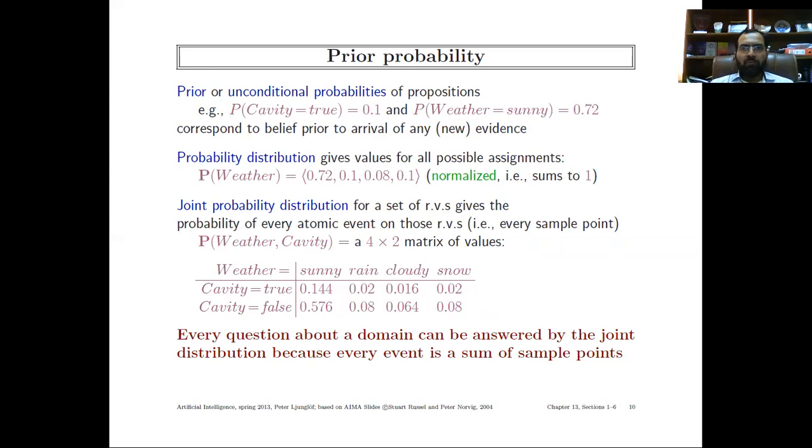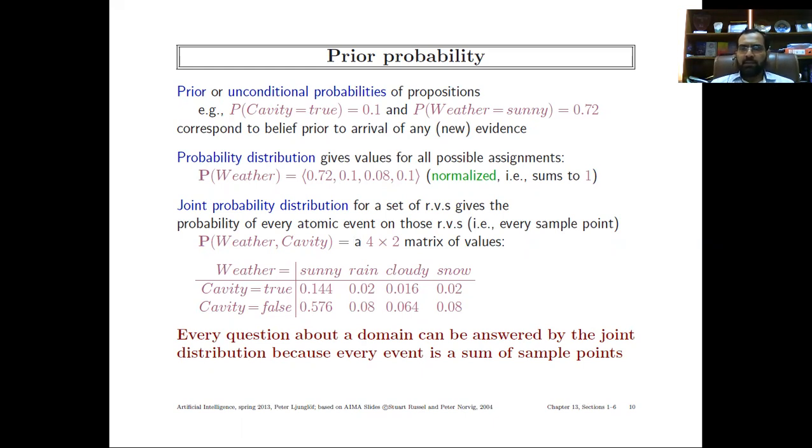Now the concept of prior probability. There is a concept of prior probability as well, and there is a concept of posterior probability. Here we are talking about prior probability. So prior probabilities are also called unconditional probabilities of propositions. There is no condition associated with this. If this is true, why this is true? It is just given. This is unconditional. For example, the probability of cavity equal to true is 0.1, or we say that the probability that the weather is sunny is 0.72.